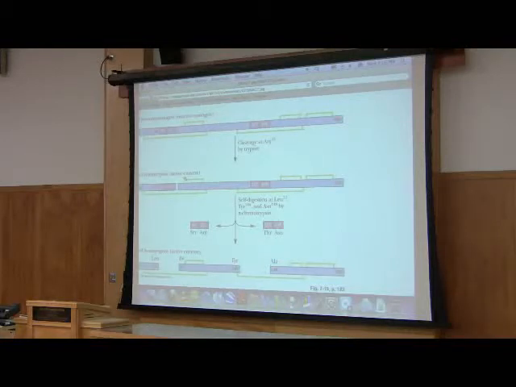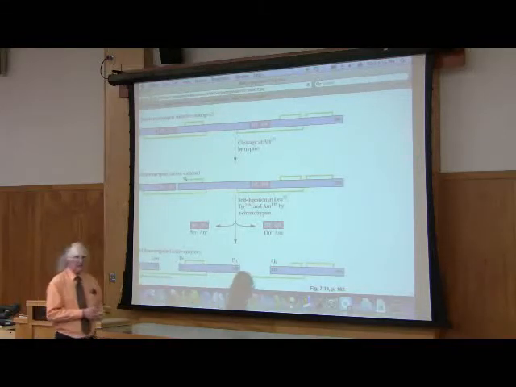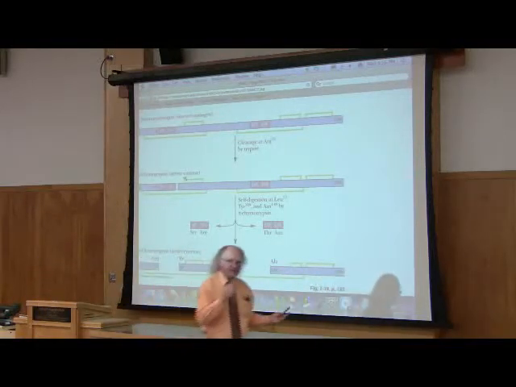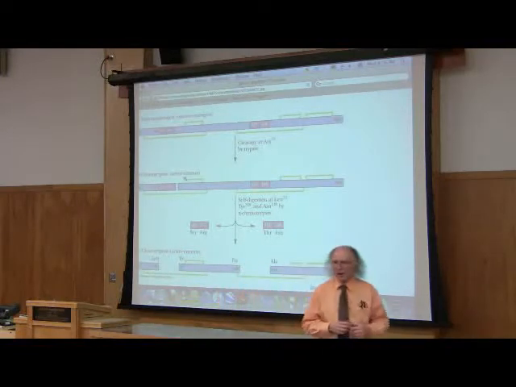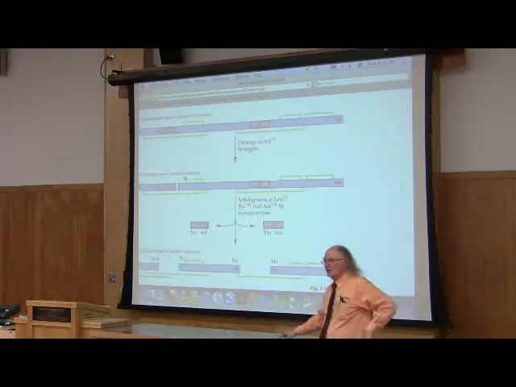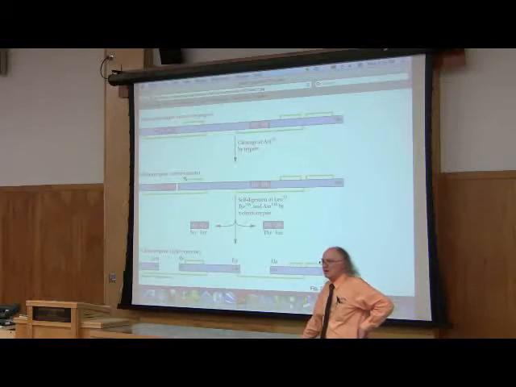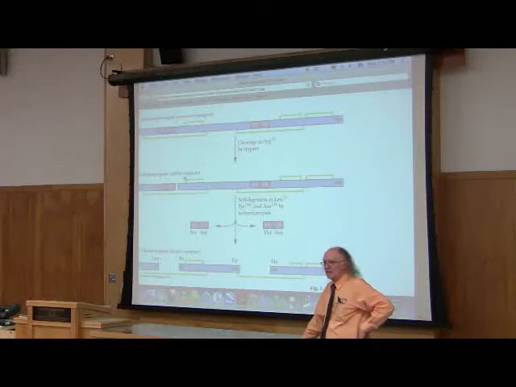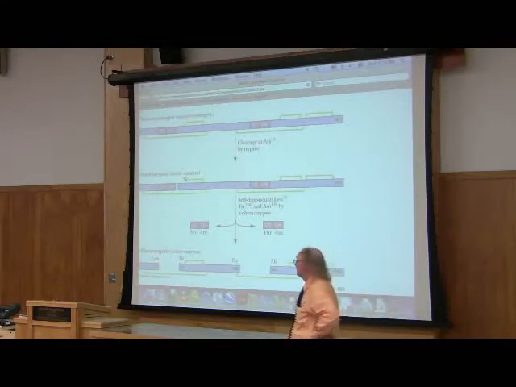Okay, so let me give you a little terminology. So I said a zymogen is an inactive enzyme. A zymogen becomes an active enzyme by peptide bond breakage. It takes breaking of peptide bonds to convert a zymogen into an active form. Okay?